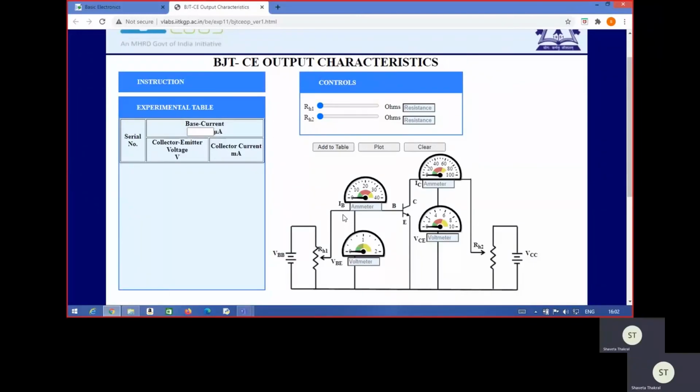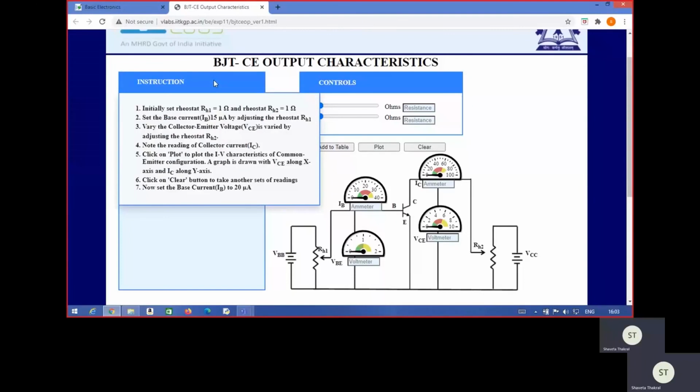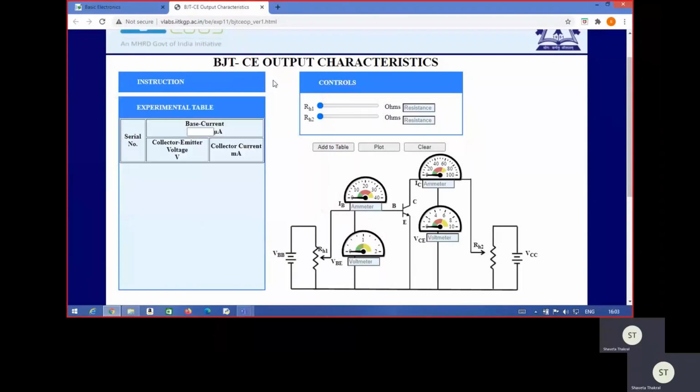As per the guided instructions mentioned here, we can follow the steps and perform this experiment. Initially we have to set the value of rheostat 1 and rheostat 2 at 1 ohm, so that we can change from these two knobs, and rheostat 1 and 2 are set at 1 ohm. Then we need to set the value of IB to some constant value, and that we can vary with the help of this rheostat 1.